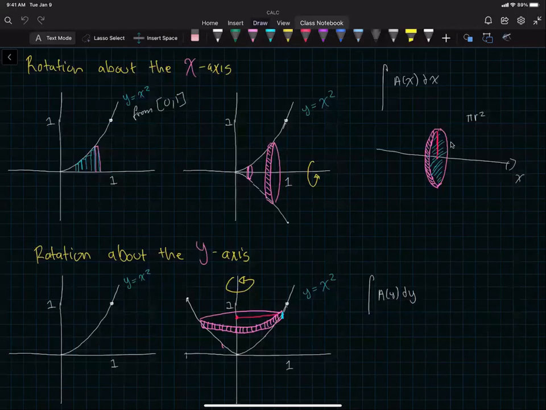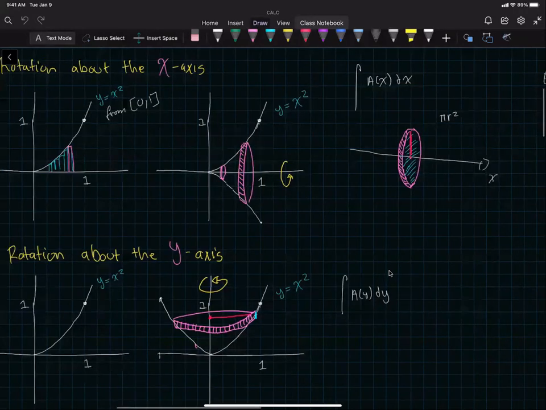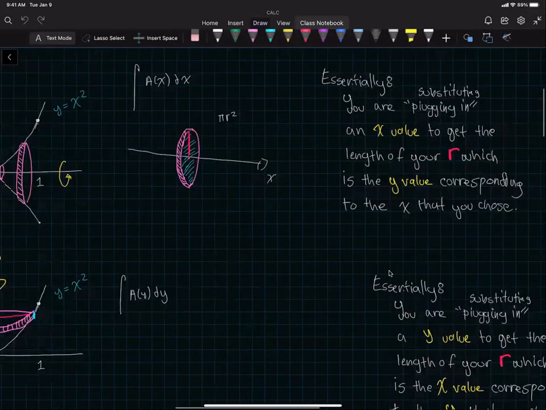And basically what you have to do is find your R, okay? And for when you're given rotation around the y, you do the same thing. Well, then how do you know your R? You may be asking yourself, well, this is the way that you figure it out. Essentially, by substituting or plugging in an x value, you get the length of your R. So for this one, I'm plugging in an x value to get my R, which is the y value corresponding to that x value.